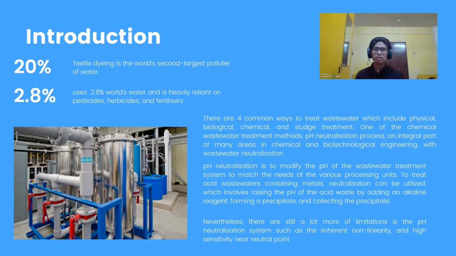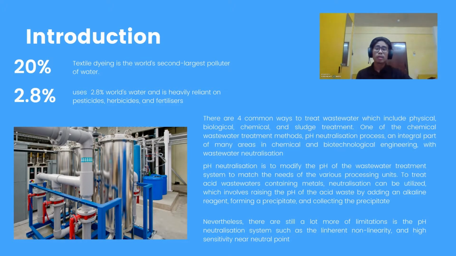Textile dyeing is the world's second largest polluter of water, and the fashion industry accounts for 20% of global wastewater. It has an impact on the environment, wildlife, human food security, and soil contamination. Cotton production uses 2.8% of the world's water and is heavily reliant on pesticides, herbicides, and fertilizers. Thus, wastewater treatment process plays a very vital role in the continuous production of clear and good quality of water.